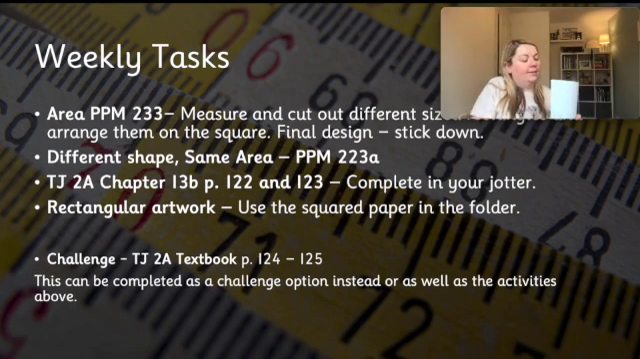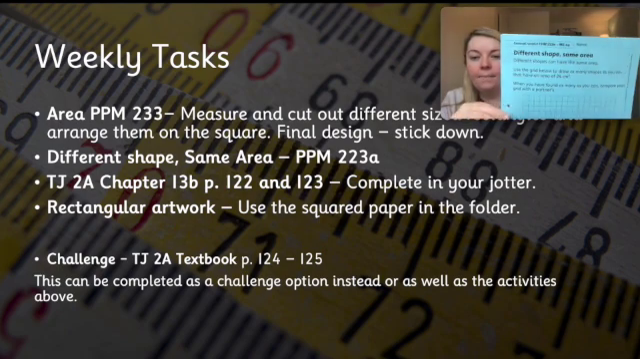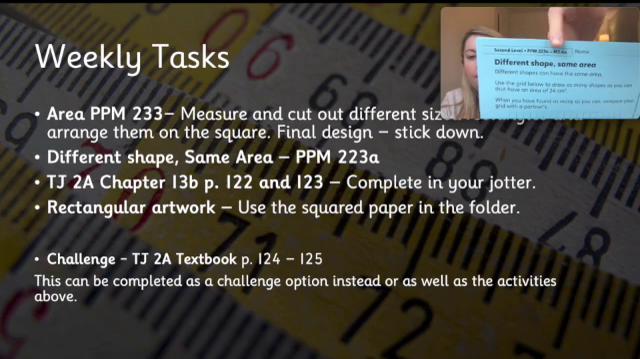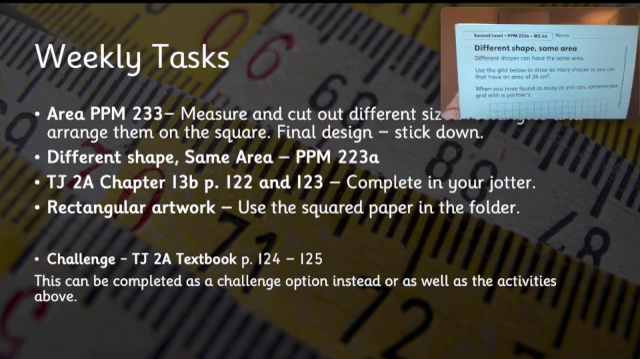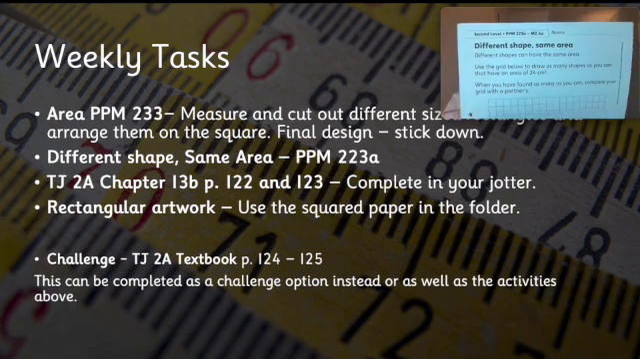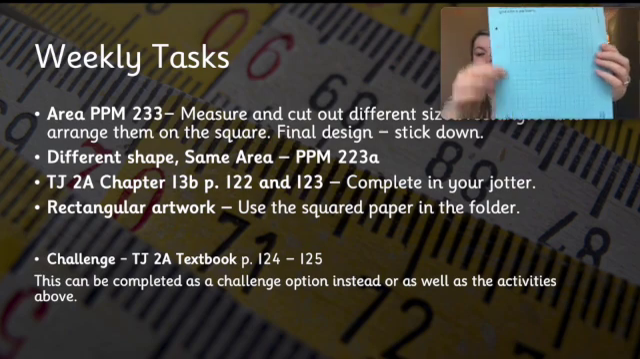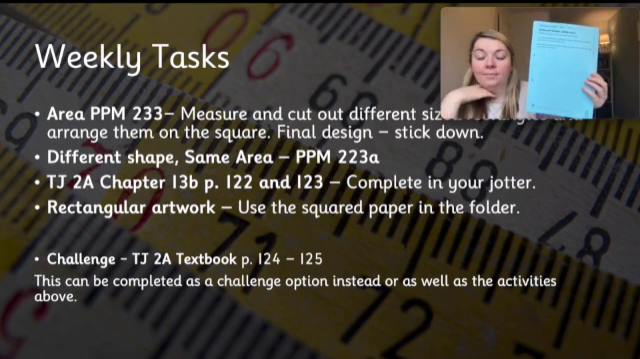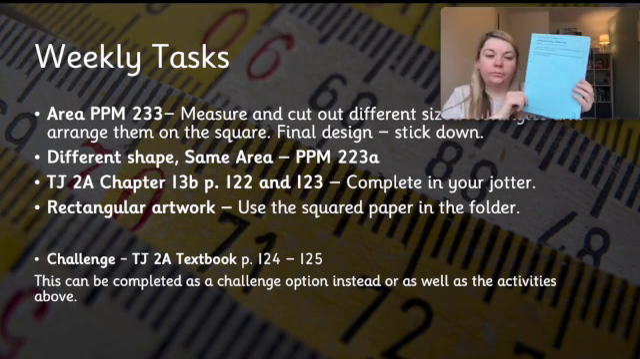Your second task is called different shape, same area, PPM 223a, it says up here. So different shapes can have the same area. Use the grid below to draw as many shapes as you can that have the area of 24 centimetres squared. So you need to draw as many shapes as you can on this little grid here, of shapes that have the area of 24 centimetres squared. So the inside has to cover 24 boxes. Okay?